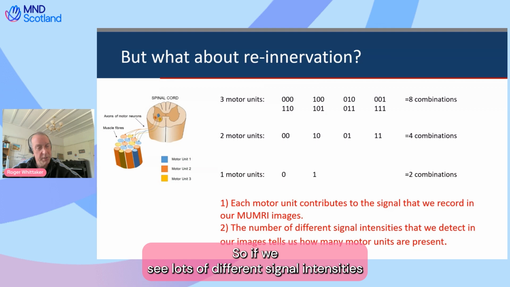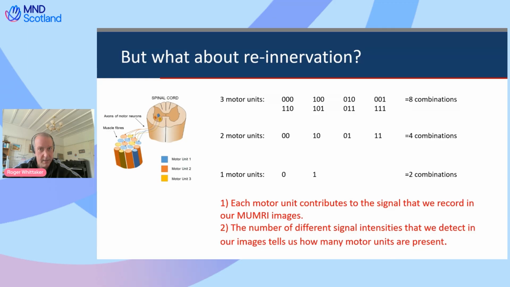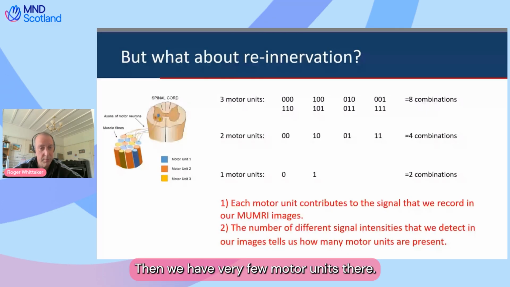So if we see lots of different signal intensities within a region of muscle, we know we have lots of different motor units there. If we see very few, and in the extreme case, we might just see on or off, then we have very few motor units there. So what does this look like in our images?